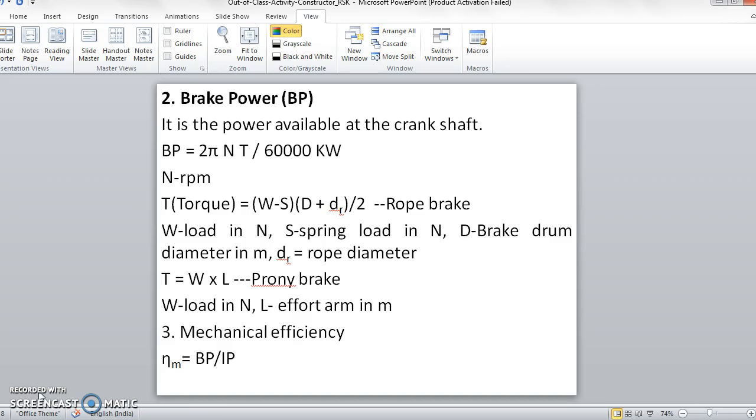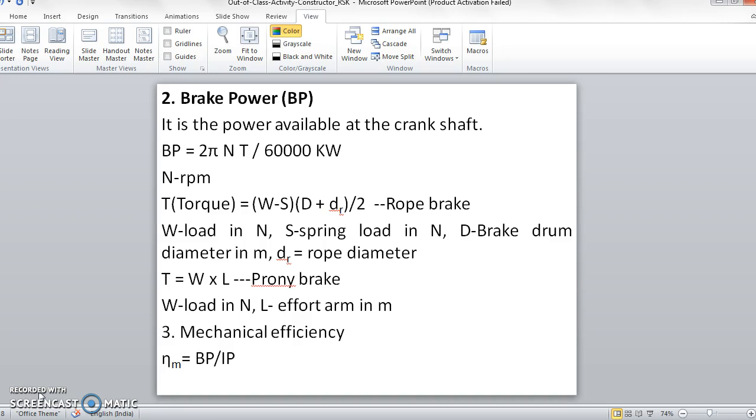If it is a rope brake dynamometer, torque is calculated by (W − S) × (D + dr)/2, where W is the load in newtons, S is the spring load in newtons, capital D is the brake drum diameter, and d suffix r is the rope diameter. If it is a Prony brake, torque is calculated by W × L, where W is the load in newtons, L is the effort arm.